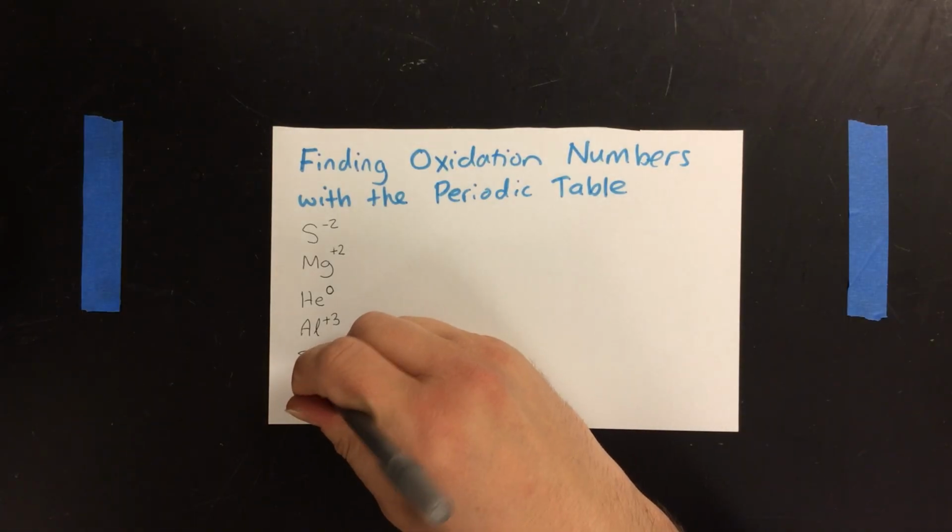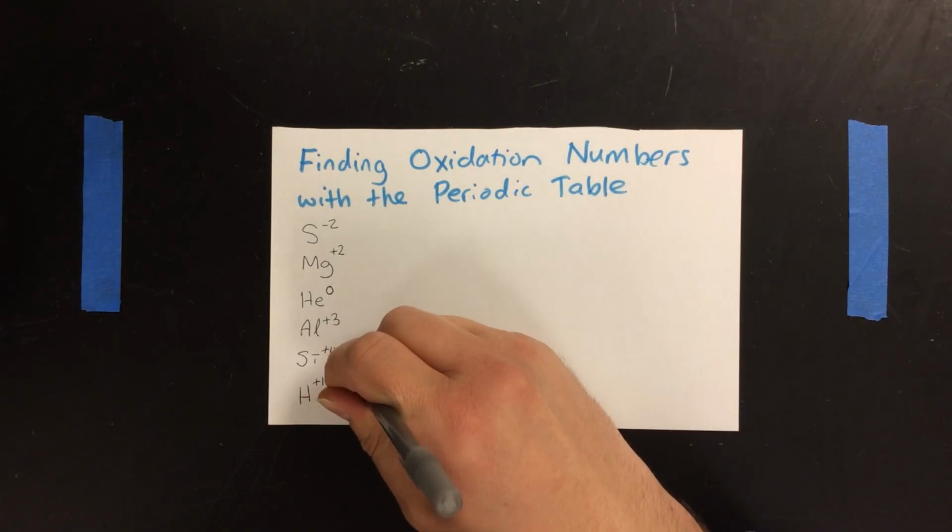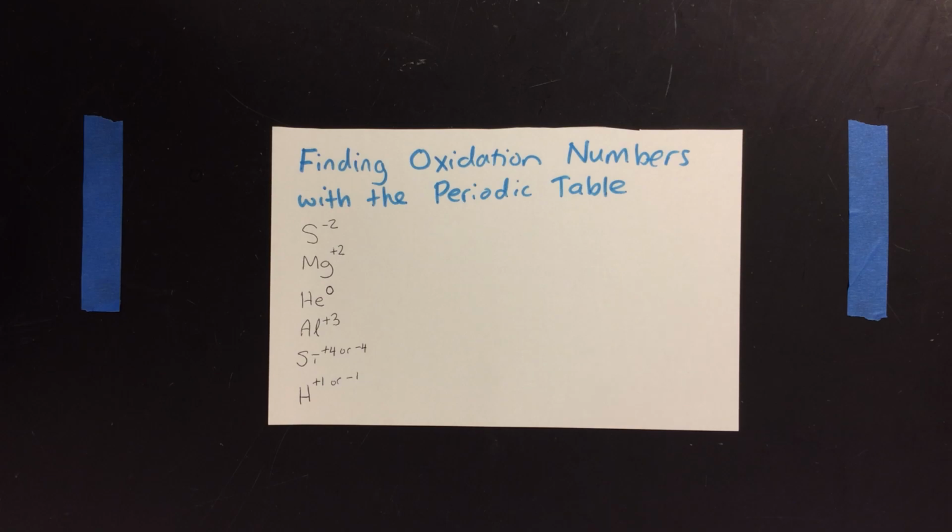And again, you have to list both. So we have to put +1 or -1. Hydrogen is a halfway element, and it's the only element we study in this class that can be either a +1 or -1. So key takeaway, to find the oxidation numbers, we use the periodic table. You count from the nearest noble gas to the element.